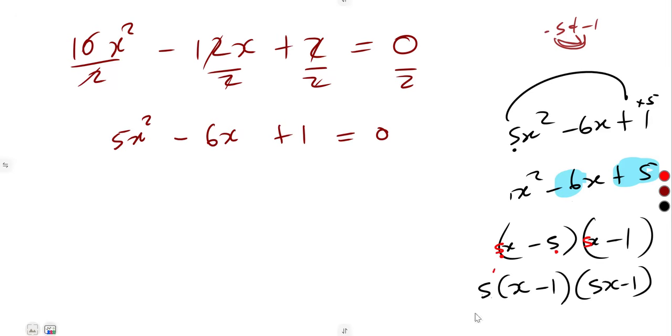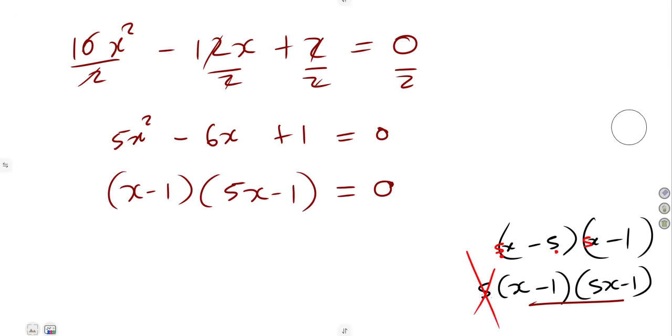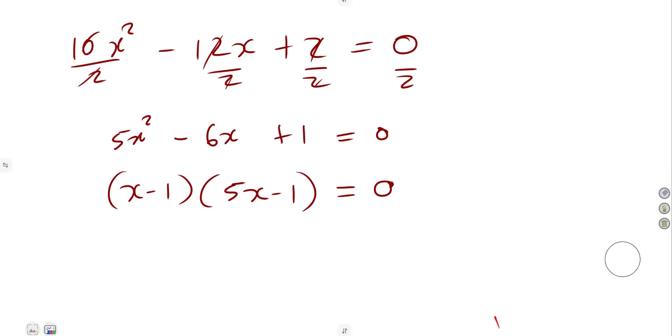The number that you factored out, guys, is useless. Remove it. It's no longer part of your question. These brackets are the ones that we need: x minus 1, 5x minus 1, and that's equal to 0. So factorize, guys, the way that you understand. Any way that you understand there.